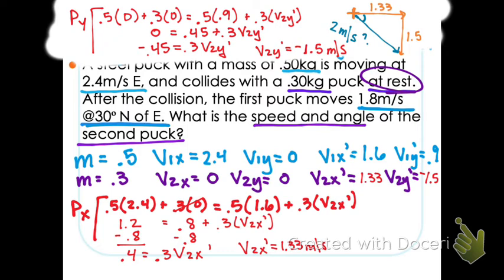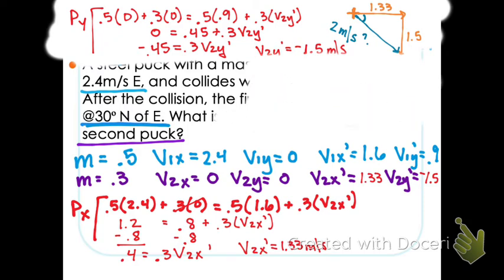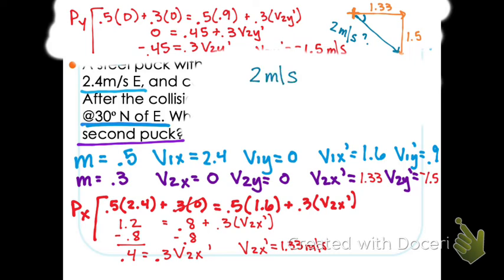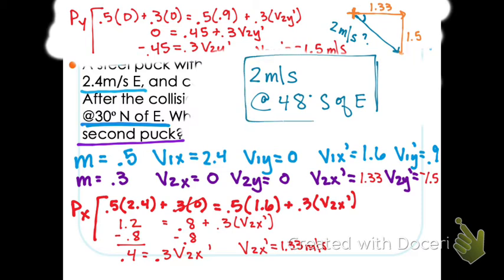Okay, so let me write my answer a little bit bigger here. All right, so I ended up with 2 meters per second at 48 degrees, what of what? East of south or south of east? South of east. South of east, good. All right, so that means post-collision, my second object is going to move 2 meters per second. Post-collision, my object's going to come off with that speed at an angle of 48 degrees south of east, which is what we expected.